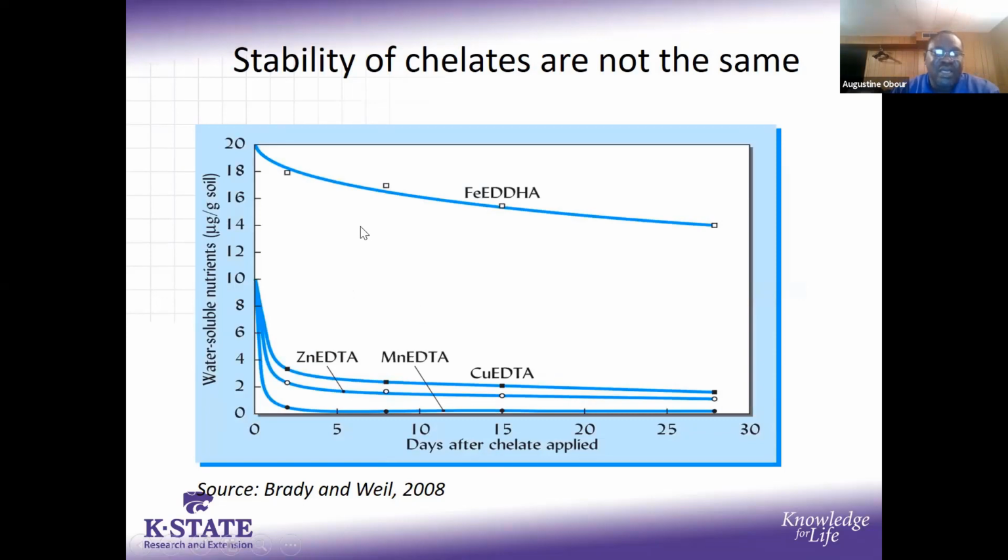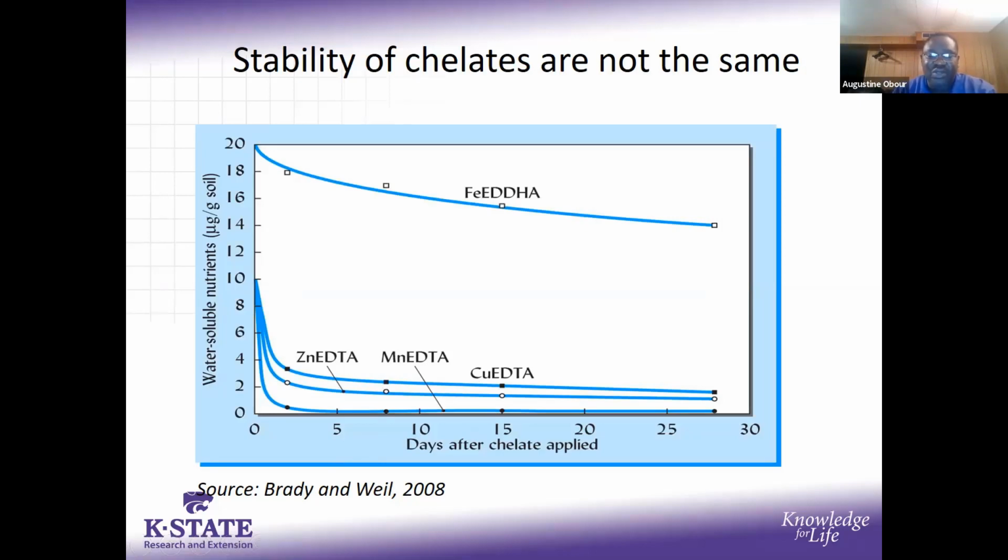And this is what this graph is talking about. Here on the x-axis is the number of days following the chelate application, and the y-axis is the amount of the chelate in solution. You can see all these EDTA forms from day 0 after application, we have a significant amount of it in solution. However, after 10 days of application, you see the EDTA forms, the stability is very, very low.